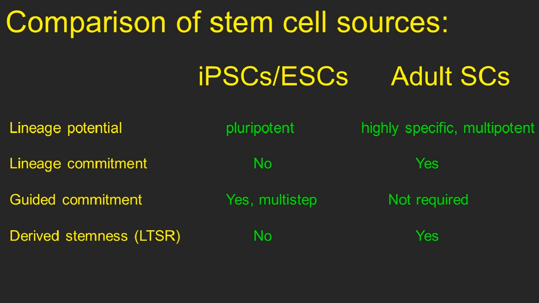And this is just a slide comparing the lineage potential of induced pluripotent stem cells or embryonic stem cells with adult stem cells. Embryonic stem cells are obviously pluripotent. The adult stem cells are not. They're highly specific, and yet they're multipotent for the local epithelial differentiation. Embryonic stem cells have no lineage commitment, whereas the adult stem cells are highly committed, and they're epigenetically committed.